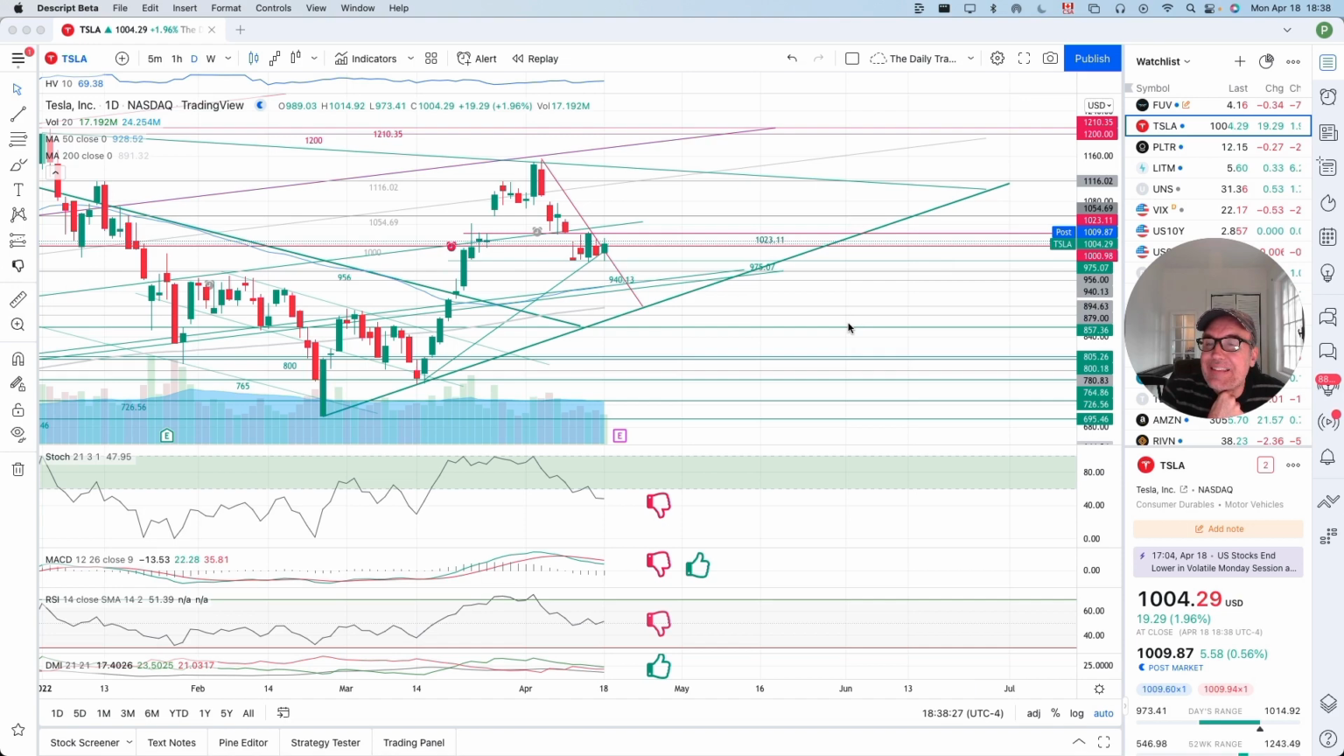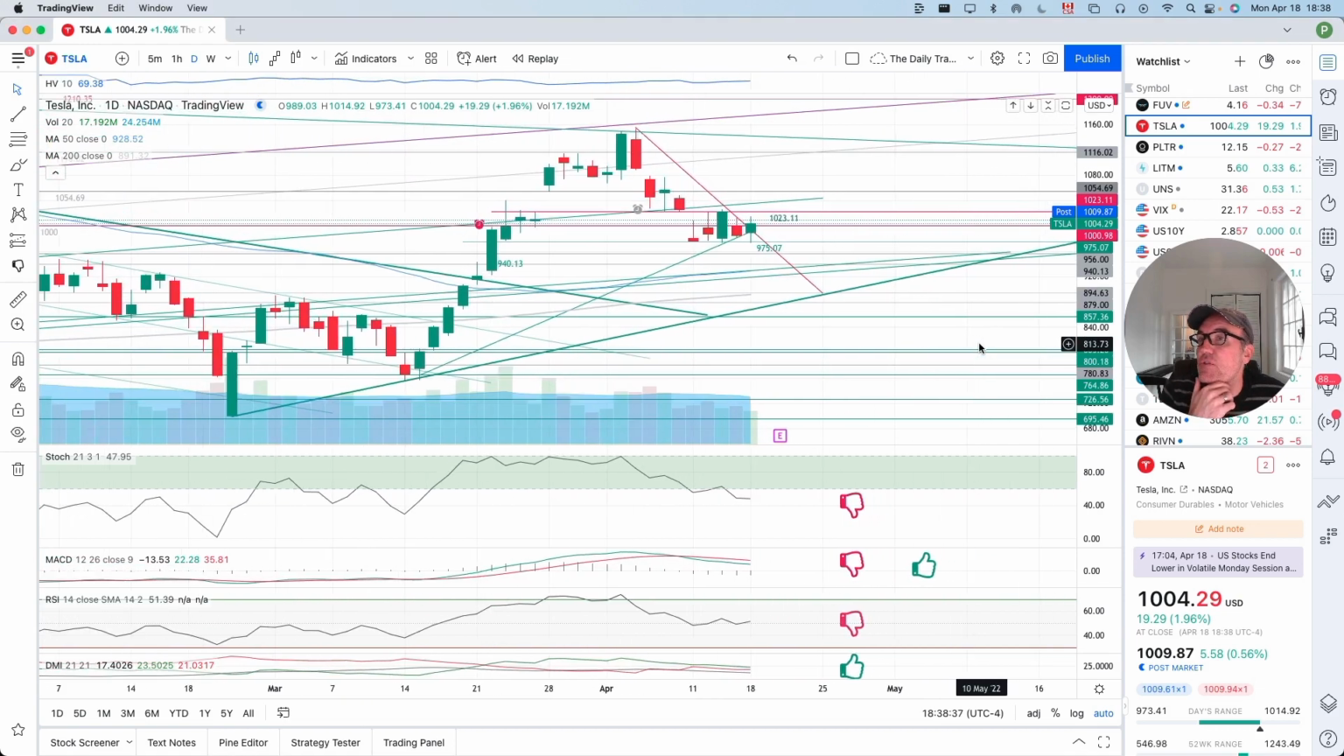So Tesla up a little bit, up $19.29, 1.96%, closed at 1,000.429. Post market, we are up by $5. Let's look at what we have here on the chart. $20 up almost. So does that change something? Not really. It doesn't change much.